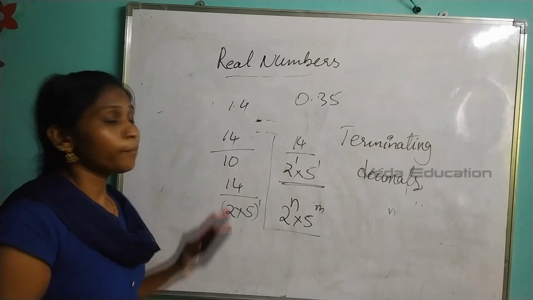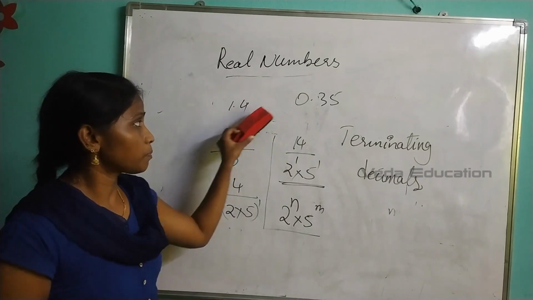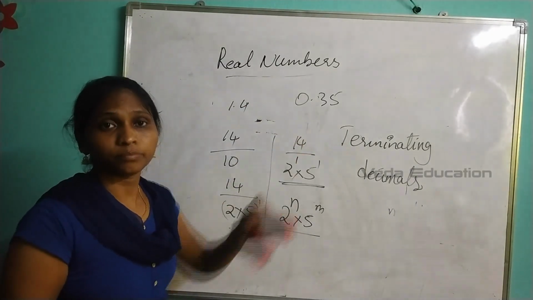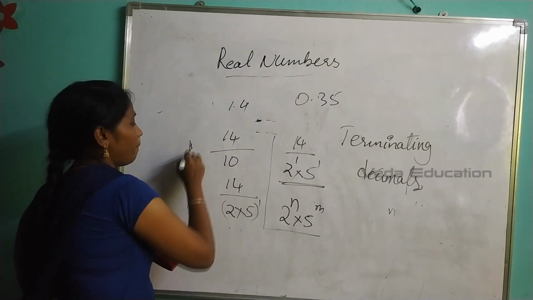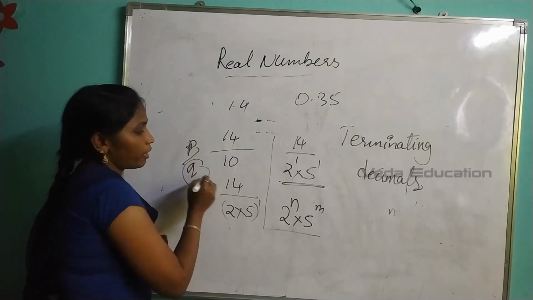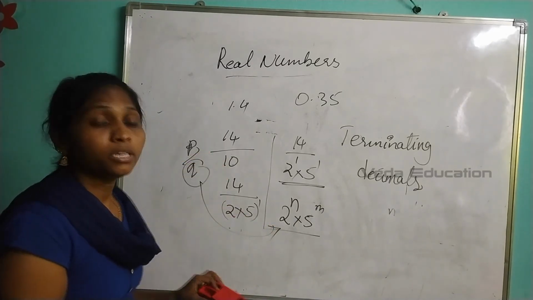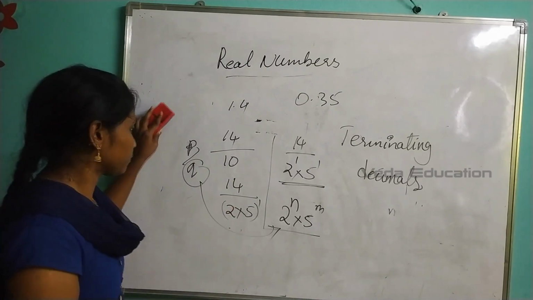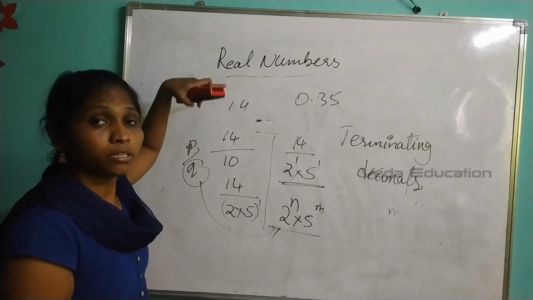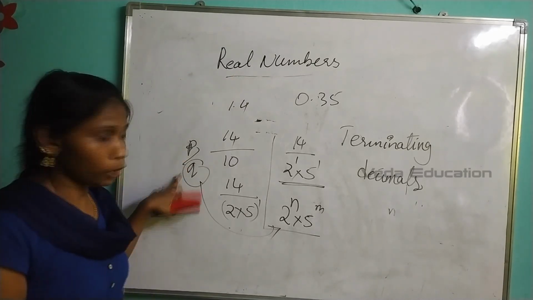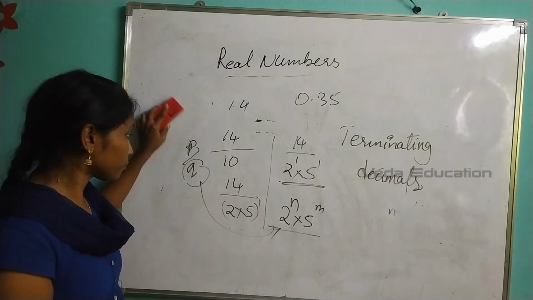Let x be a rational number. These are rational numbers, and this decimal expansion terminates. We can write it in the form of p by q, and the prime factorization of q is in the form of 2 to the power of n and 5 to the power of m. This is our statement 1.3. So everyone got it? If a rational number terminates, we can express it in the form of p by q, and the prime factorization of q is 2 power n and 5 power m.